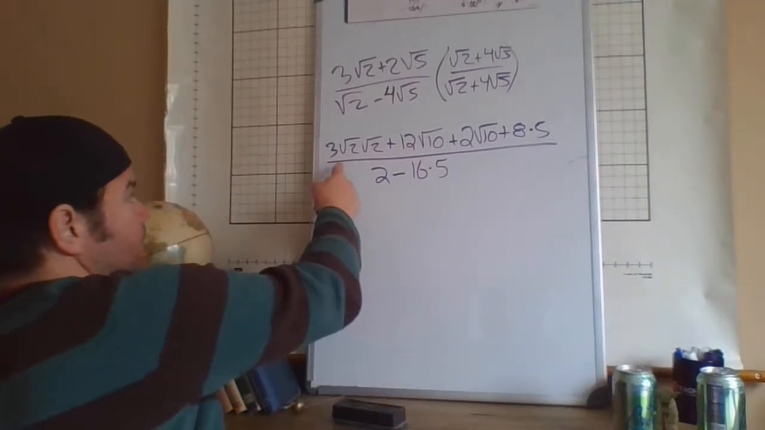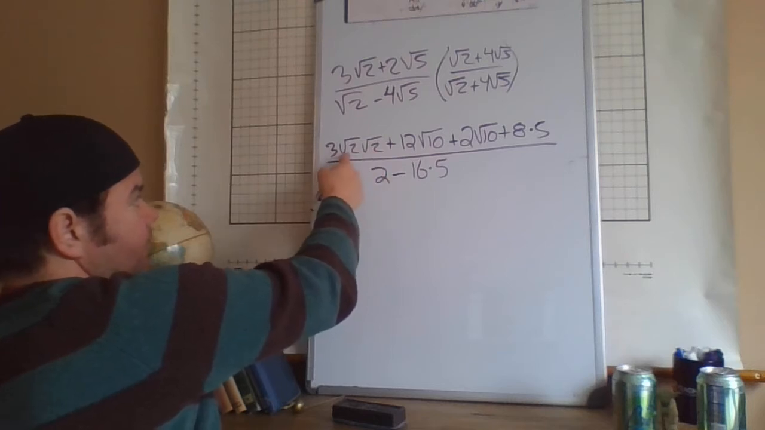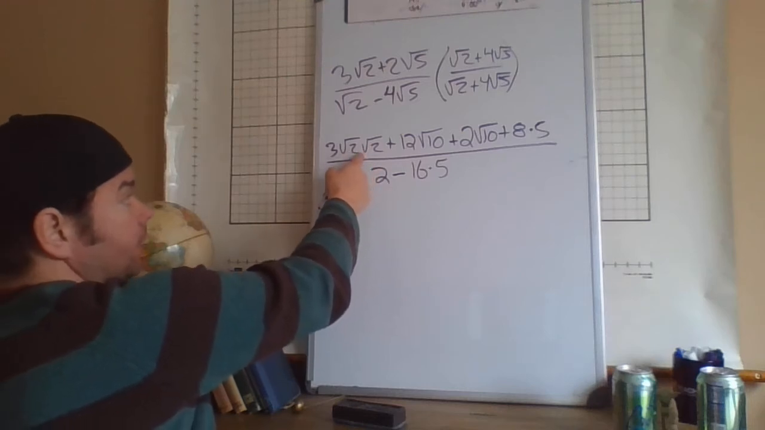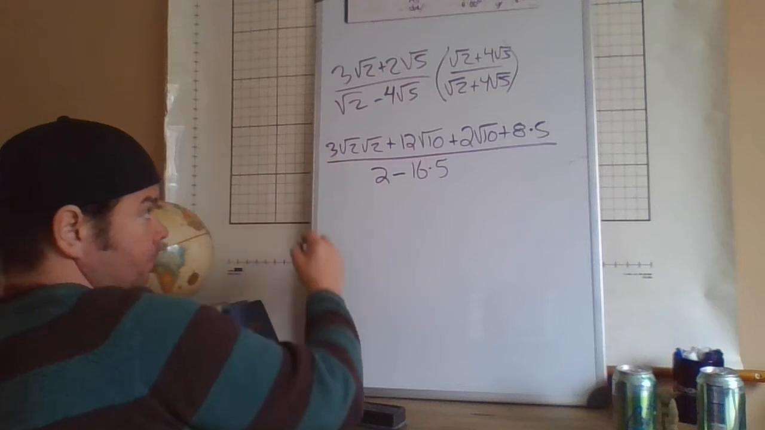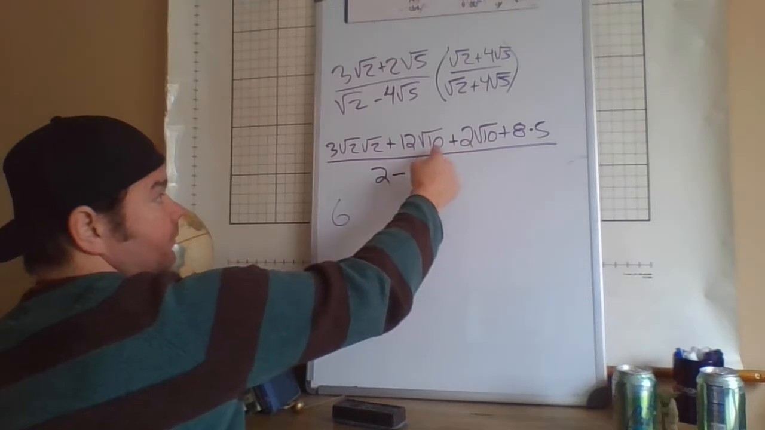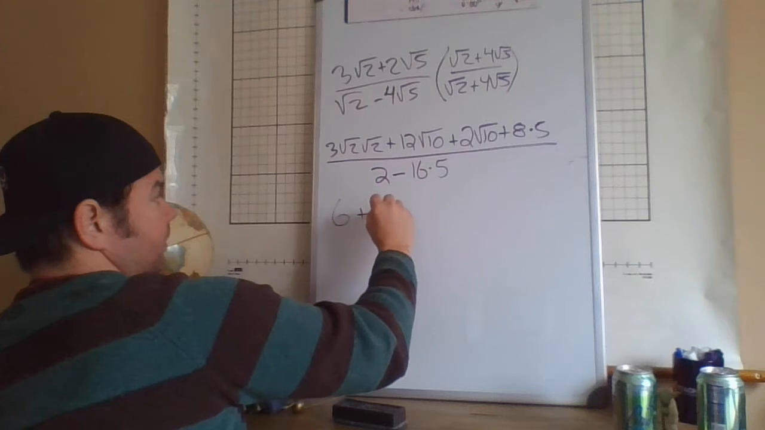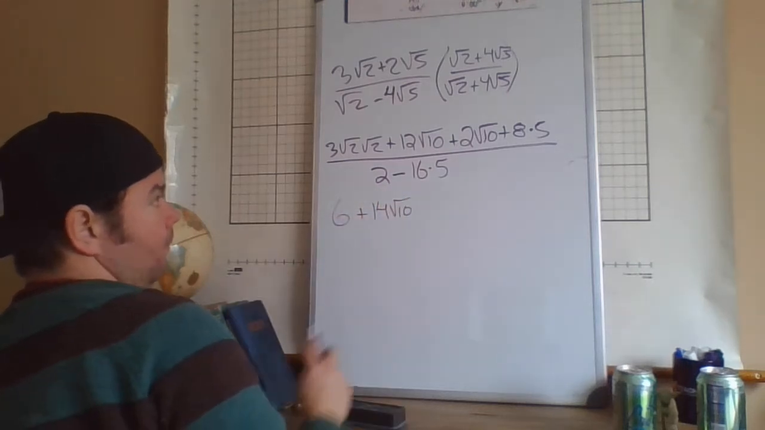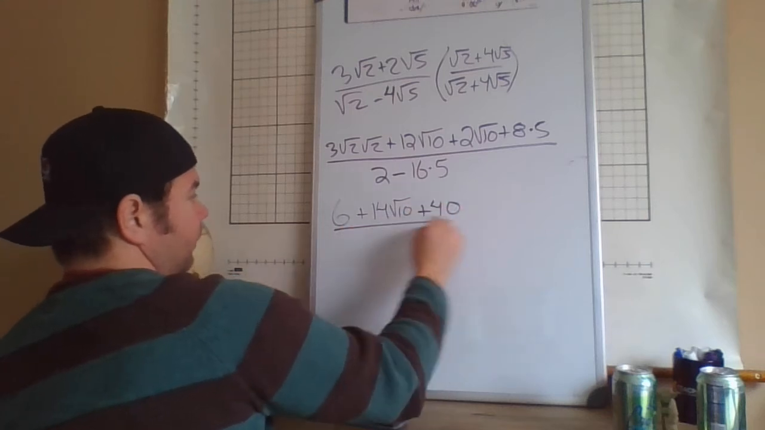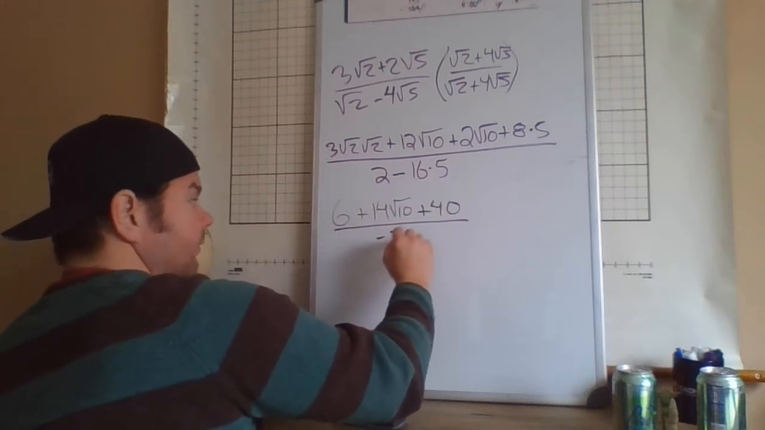Here I can say this is 3 times, okay, no, this is 6. √2 times √2 is 2, 2 times 3 is 6. Okay. These inner terms, they're both √10s, right? They're like radicals, so I can add this to this. That gives me 14√10. And then 8 times 5 over here, that's plus 40. Over 16 times 5, that's 80. 2 minus 80 is negative 78.